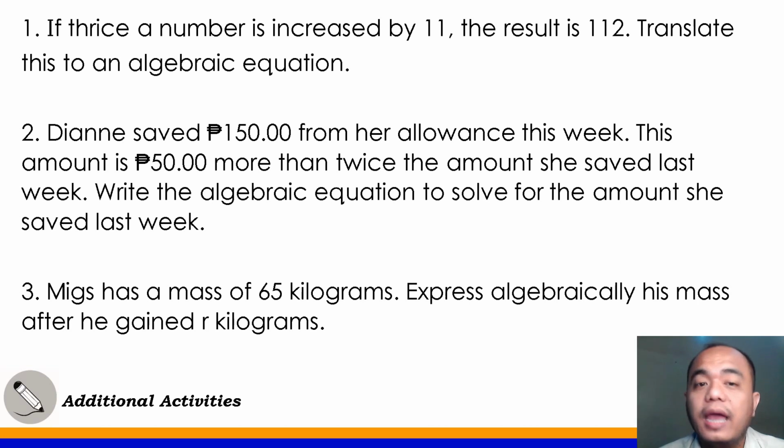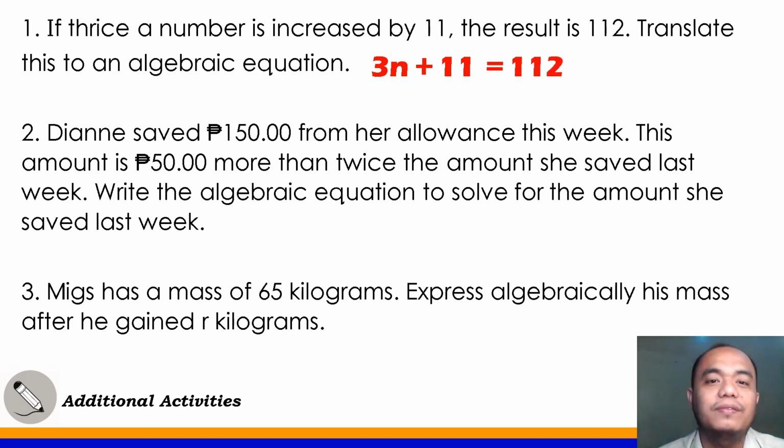So we will use any letter in the alphabet. And then increased by will represent plus. And then 11. Of course, the result is 112. That will be equals 112. Okay, so that's 3n. Plus, increased by. And then 11 equals 112. Got it?